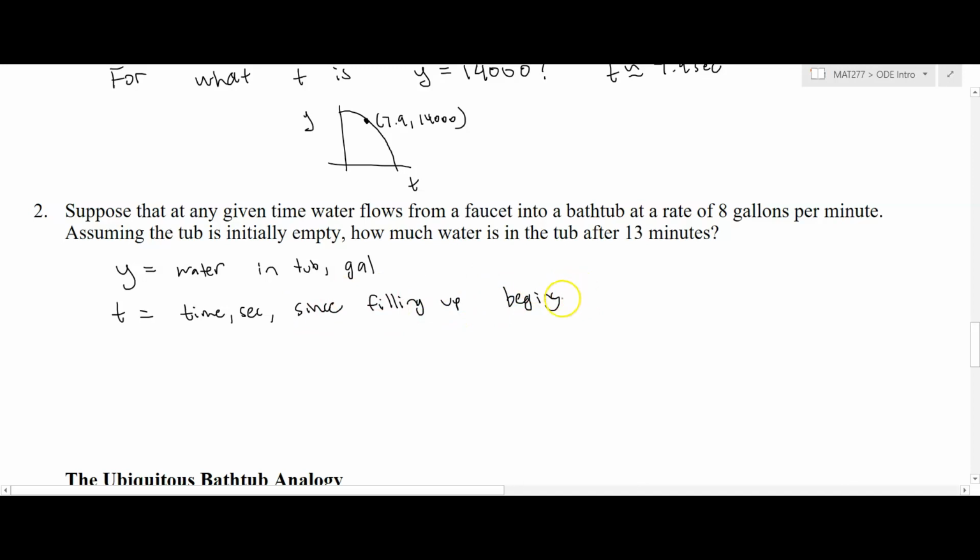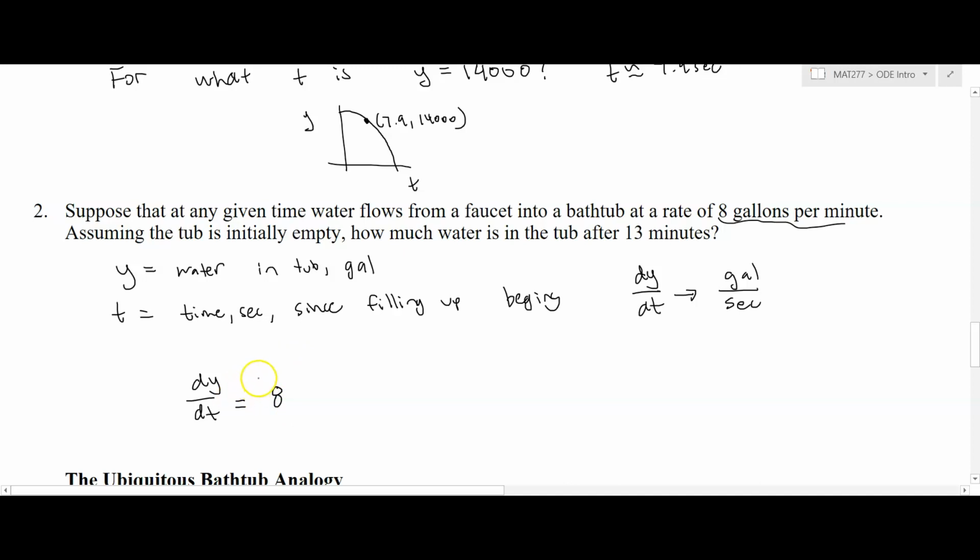Okay, let's think for a second about what the meaning of dy/dt would be. Because y is measured in gallons, we would have change in gallons divided by change in time. So the units of dy/dt are going to be gallons per minute. But that's exactly what we're given here. We're told that the rate of change of the amount of water in the tub is gaining 8 gallons per minute. So this equation, believe it or not, is simply dy/dt equals 8.